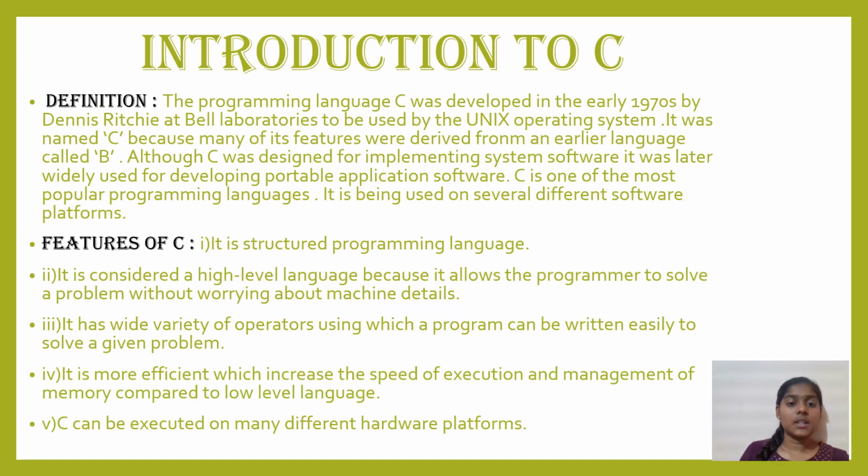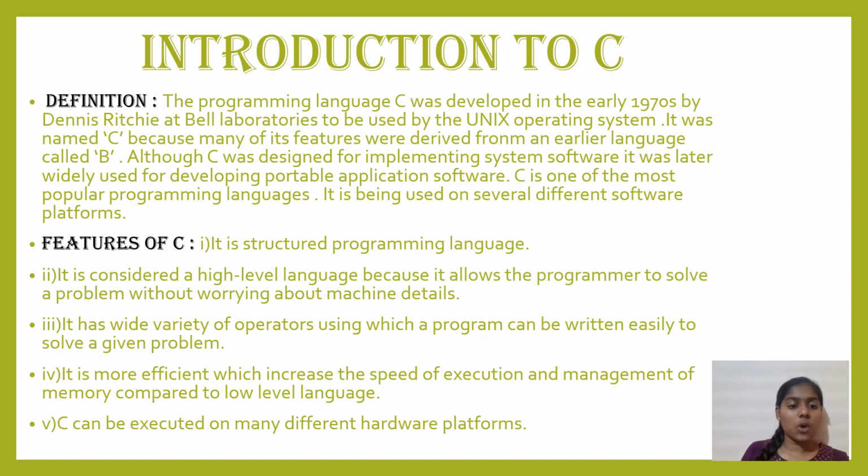Next topic is Introduction to C. Definition. The programming language C was developed in the early 1970s by Dennis Ritchie at Bell Laboratories to be used by the Unix operating system. It was named C because many of its features were derived from an earlier language called B. Although C was designed for implementing system software, it was later widely used for developing portable application software.